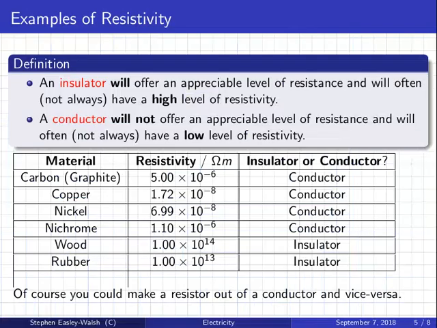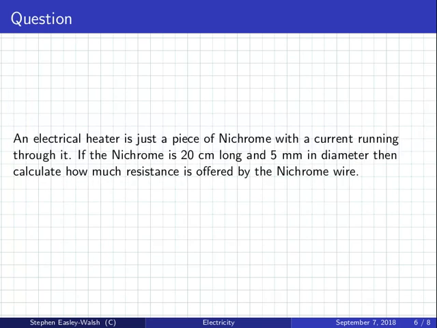Okay, so you can actually switch between the two. It's quite common to use nichrome as an insulator. If you use a fine enough piece of nichrome, you can actually make it become an insulator and it will become hot when a current passes through it. Okay. Let's have a look here.